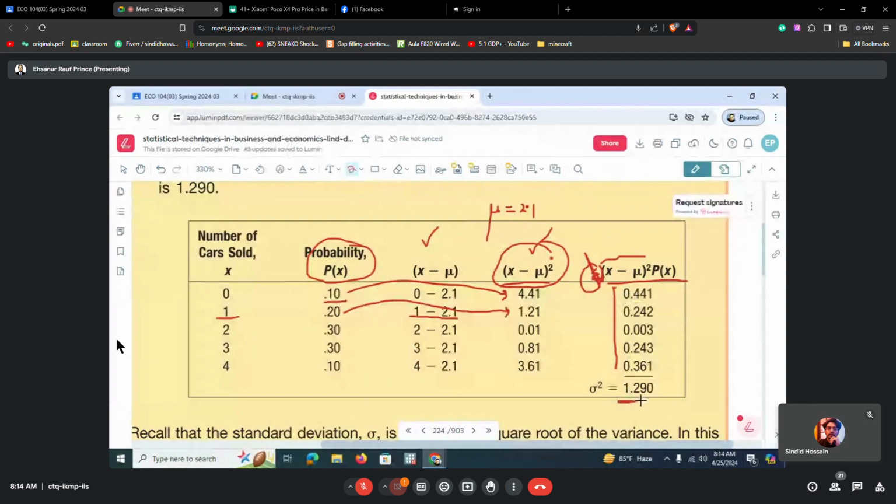So what is 1.290? It is basically the summation of x minus mu whole square into dx, which is basically the value of variance, sigma square equal 1.290. Okay, so this is how we can calculate the variance of a discrete probability distribution.